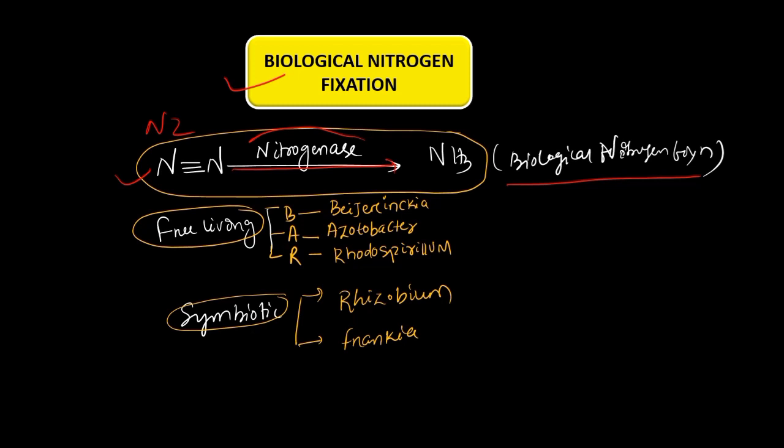In biological nitrogen fixation, we see some bacteria. One group is called free living bacteria: Beijerinckia, Azotobacter and Rhodospirillum. How to remember this? Remember through BAR, that is Beijerinckia, Azotobacter and Rhodospirillum. These free living bacteria are involved in biological nitrogen fixation. Also symbiotic bacteria, called Rhizobium and Frankia, help in symbiotic association with different types of roots.